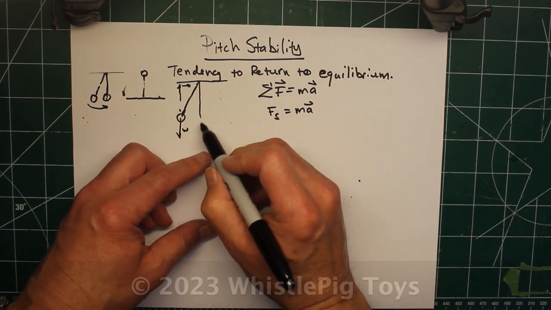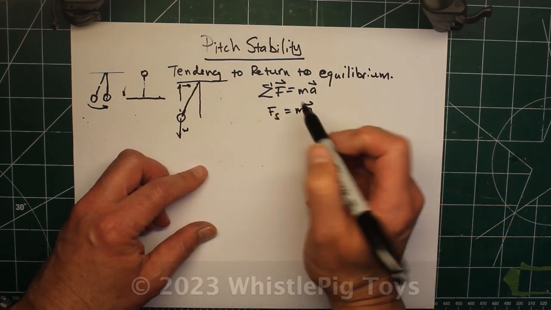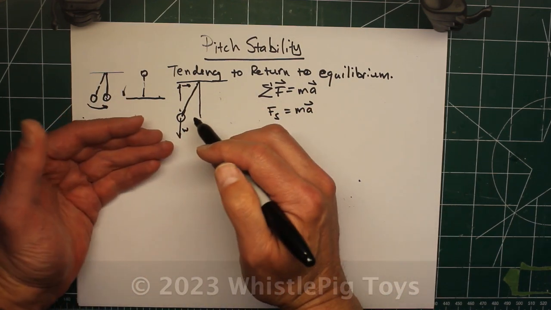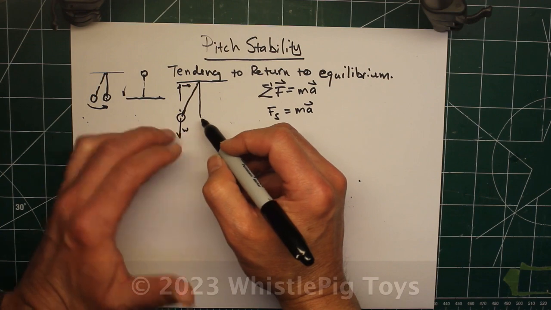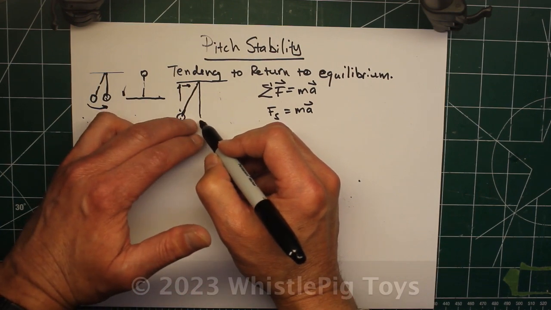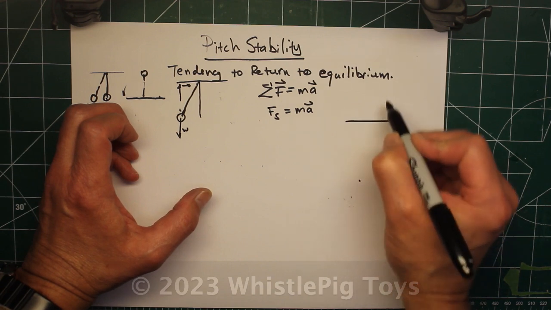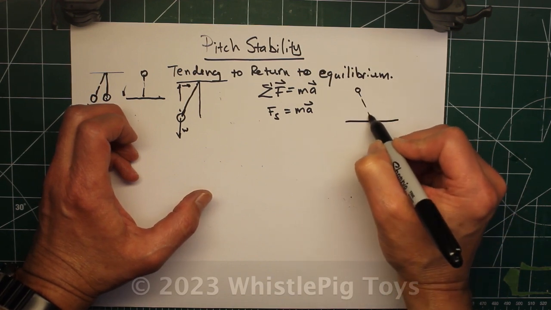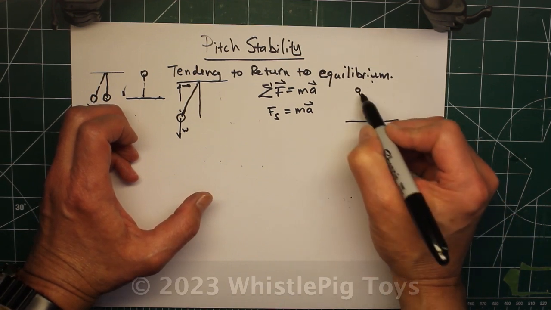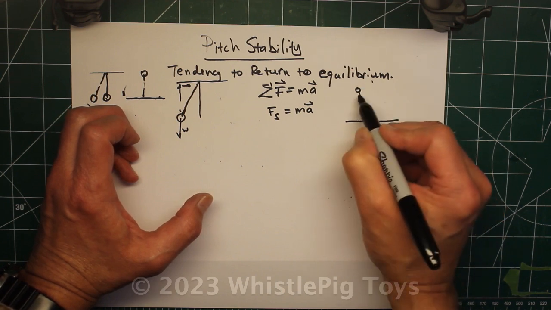Now, left to itself, it would go forever. Because there's air resistance and all that other stuff, it will eventually settle down and come to the center. Now, in our upside down pendulum, here it is off center, we have the same thing.